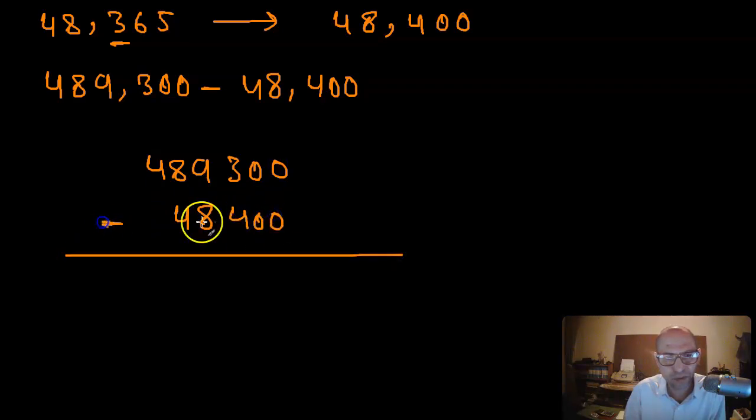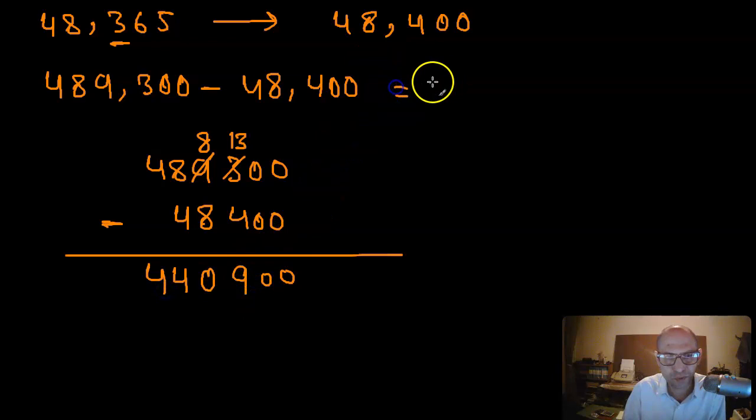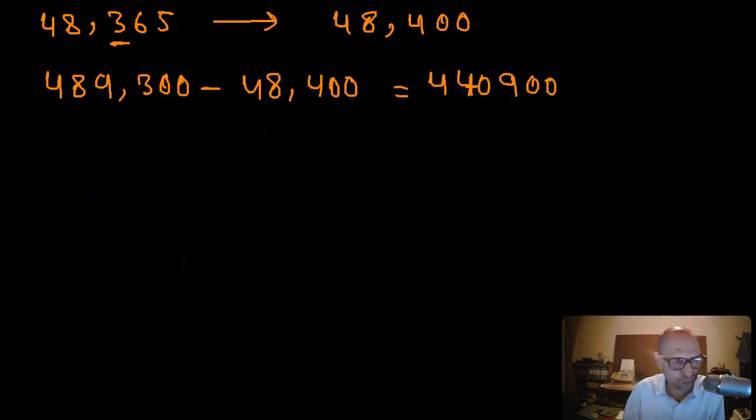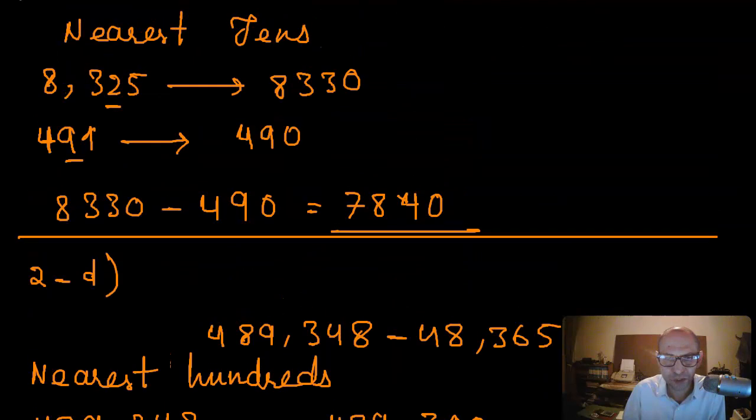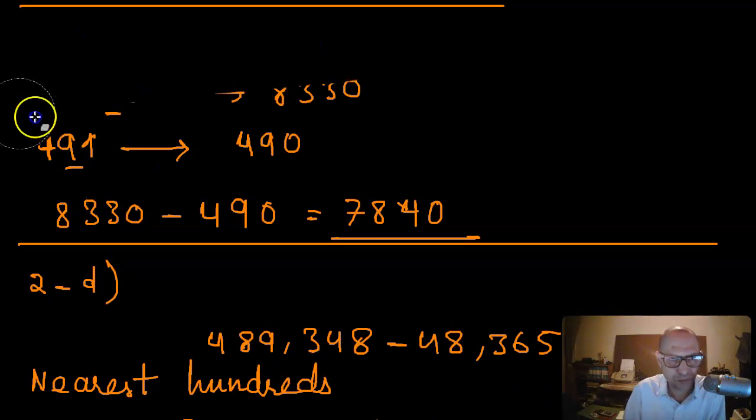489,300 minus 48,400, and subtract, you would have 0, 0. And then this is 8 and this is a 13. 13 minus 4 is equal to 9. 8 minus 8 is equal to 0. 8 minus 4 is equal to 4. And you have 4 over here. So you have basically 4, 4, 0 and 900. Right? Now you see that the difference essentially becomes 440,900.